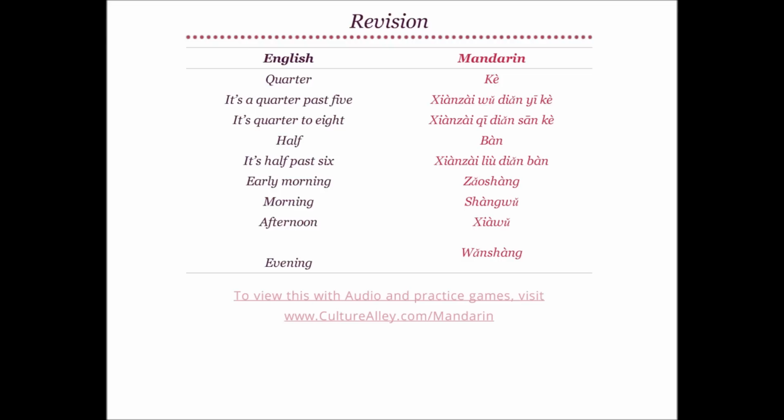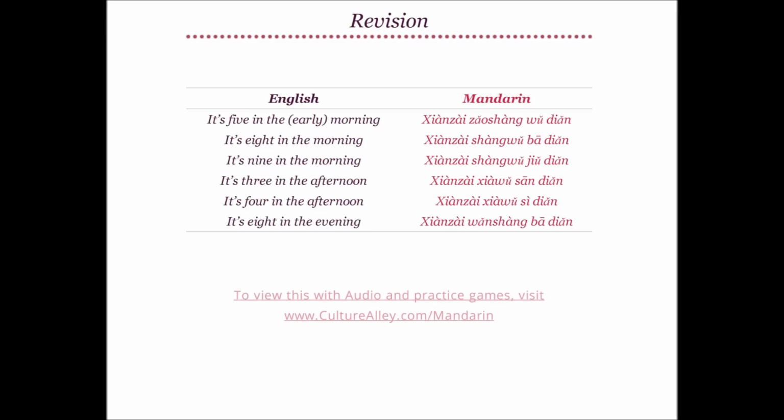Early morning is translated into 早上, while morning becomes 上午. Afternoon will be 下午. And lastly, evening is 晚上. Excellent! It's 5 in the early morning translates to 现在早上5点.